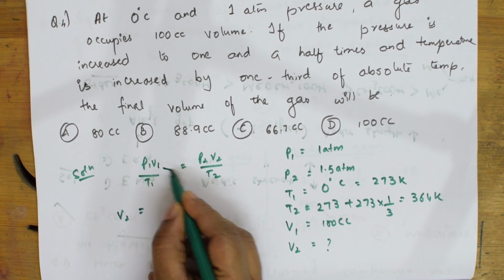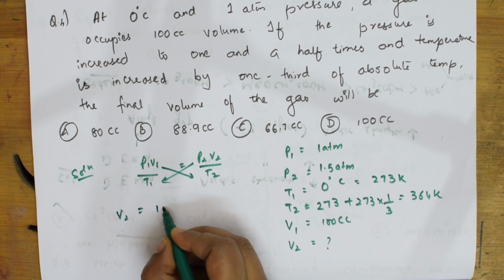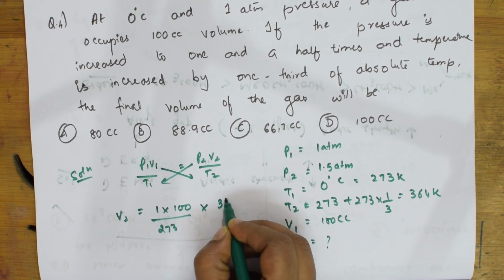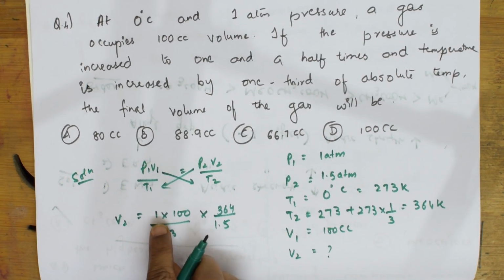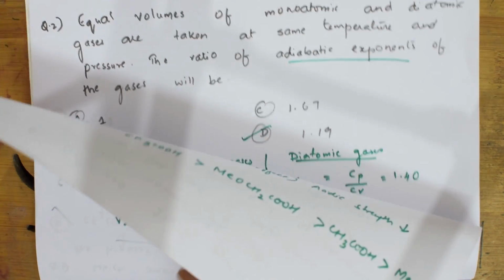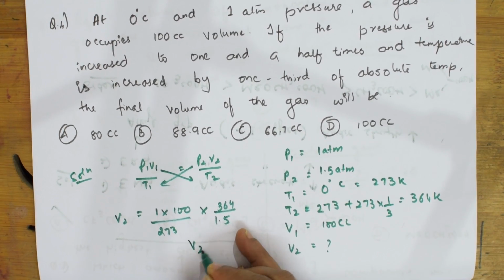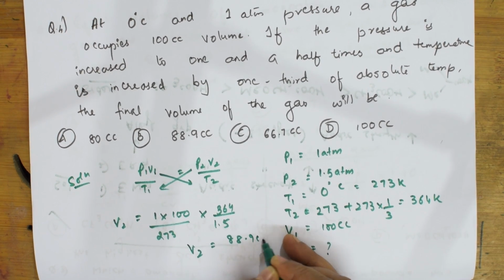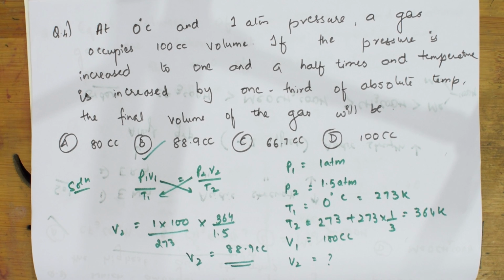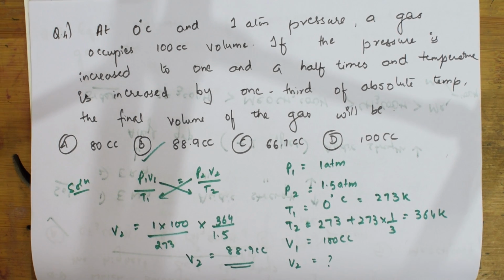V2 is equal to, cross multiply this with this. So I get V2 is equal to 1 into 100 divided by 273 into 364 by 1.5. This is nothing but I cross multiply. This is P1, this value is your V1, and this is 1.5 as usual, which I have taken from here. When I solve this, I get V2 is equal to 88.9 cc. So 88.9, that is option B. Option B is the correct one. Right, students? So hope this is clear. So let us come back and do the next sum.